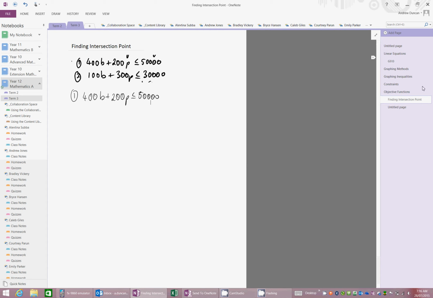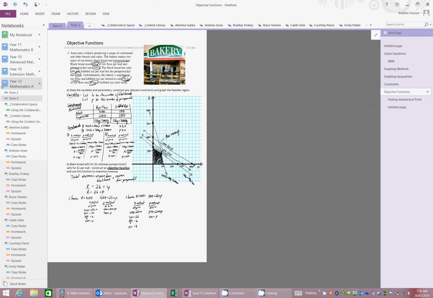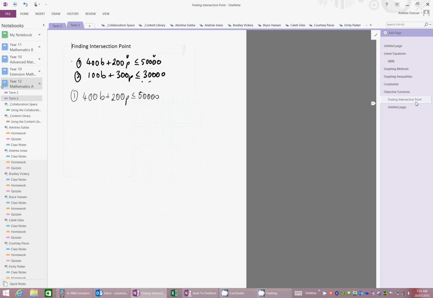Alright, so the way we graphed these ones was we had the b-axis as the vertical axis. So when we look at rearranging this, we want to get b by itself. Just like solving equations, 400b, I want to get rid of this positive 200p, so I'm going to bring it to the other side and make it negative.